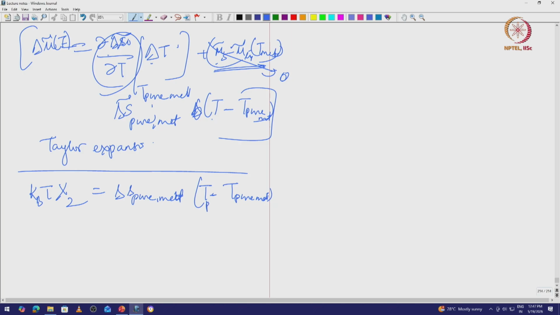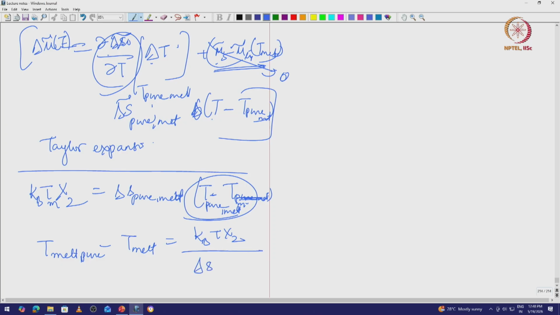But the sign is going to change: T pure melt minus T, so this is going to be a positive quantity. I want this Tm to be the melting point. So I have depressed the melting point in some sense. I can write T pure melt, which is for the pure compound, minus T melt, equal to kBT x2 divided by delta S of the pure melt. So I am actually depressing the melting point by this much.